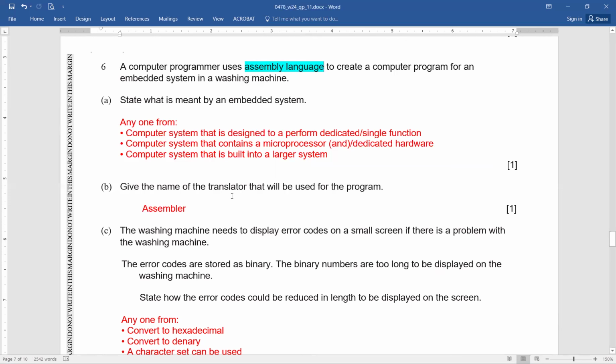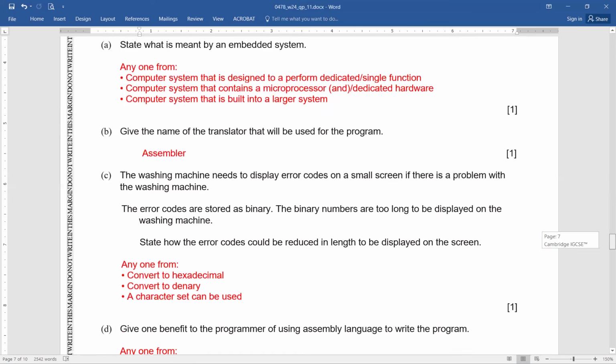Okay. Part C. The washing machine needs to display error codes on a small screen if there is a problem with the washing machine. The error codes are stored as binary. The binary numbers are too long to be displayed on the washing machine. State how the error codes could be reduced in length to be displayed on the screen. See, error codes are in binary, and binary means more screen space. So how can we reduce the length? Definitely one option is we can convert to hexadecimal, or convert to denary, or use a character set. So the very first thing that should come to your mind is convert to hexadecimal or convert to denary. Rather than showing a string of zeros and ones, it is better to show it in the form of hexadecimal or denary value.